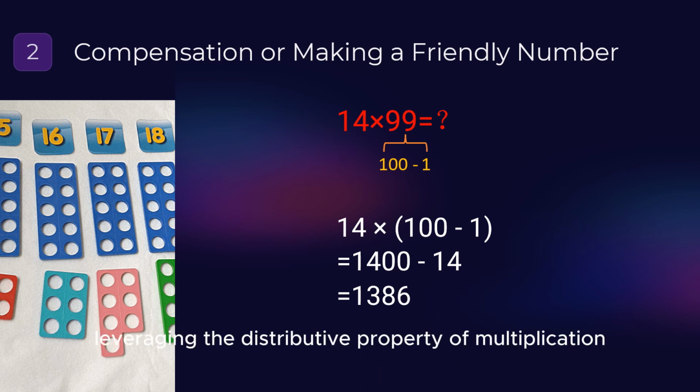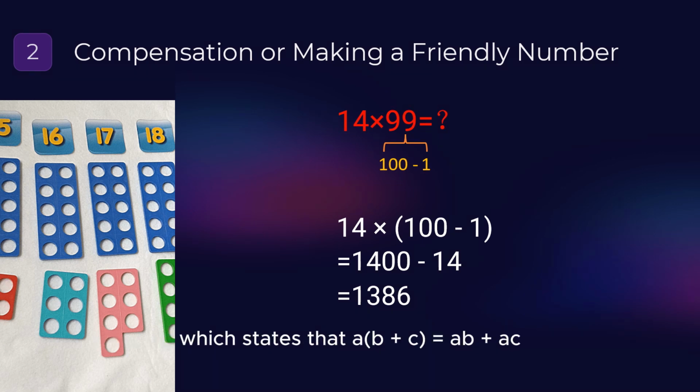Leveraging the distributive property of multiplication, which states that the product of A and the sum of B and C is equal to the product of A and B plus the product of A and C, we can simplify the problem further. 14 times the quantity 100 minus 1 is equal to 14 times 100, minus 14 times 1, which simplifies to 1400 minus 14, resulting in 1386.